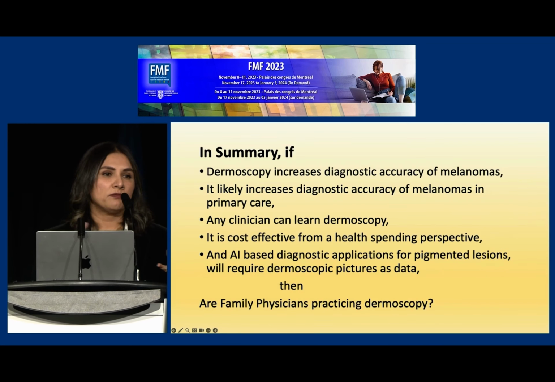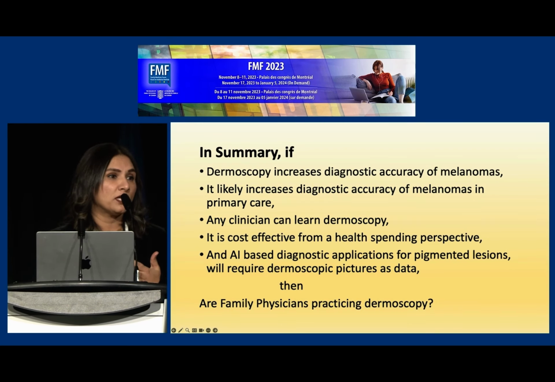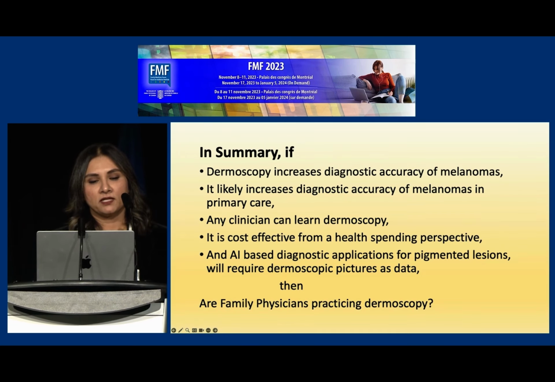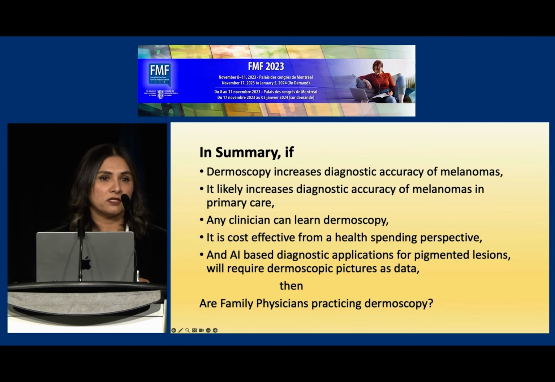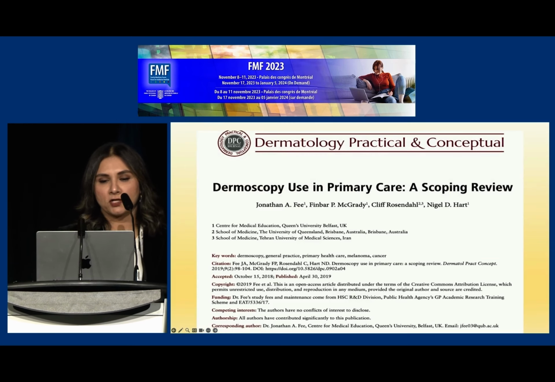So in summary, dermoscopy increases diagnostic accuracy of melanomas. It likely increases diagnostic accuracy of melanomas in primary care, but we don't have enough data. Any clinician can learn dermoscopy. It is cost-effective from a healthcare spending perspective, and AI-based diagnostic applications will require, hopefully, dermoscopic and good quality pictures as data. So then the question is, are we ready to do it? Are we actually practicing dermoscopy?